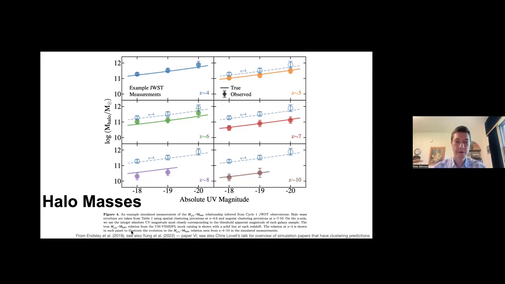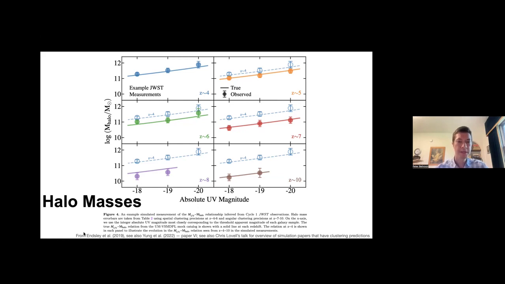Generically, we learn about the host halo masses, and there have been a number of papers that have predicted clustering using Mach catalog type things. Aaron has had a paper on this, and Chris gave a great overview earlier this week about all the simulations that have been done at high redshifts. All of those in principle have an effective Mach catalog that you can get clustering out of.